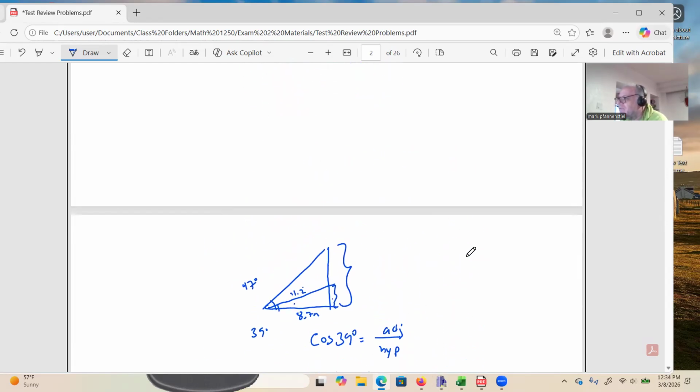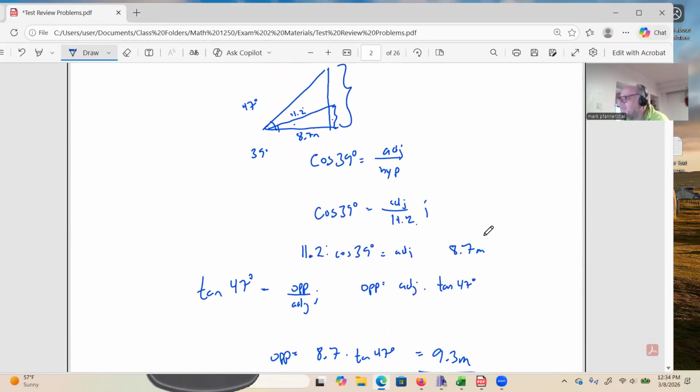Okay, so this is a pretty standard kind of problem. You should be able to do something like this, so good luck with it. But yes, always take an inventory of what sides you have and what angle you have, and relate the appropriate trigonometric ratio to what you have.